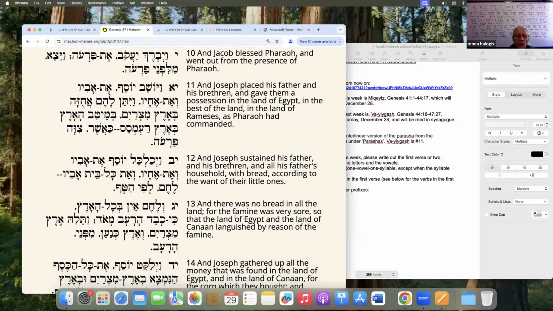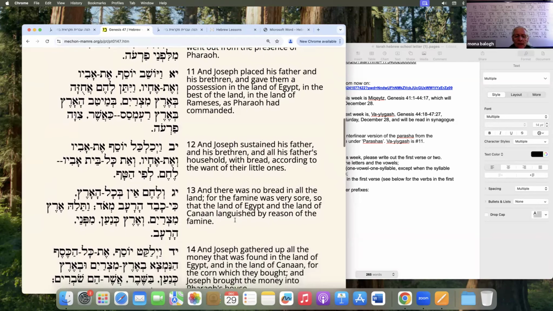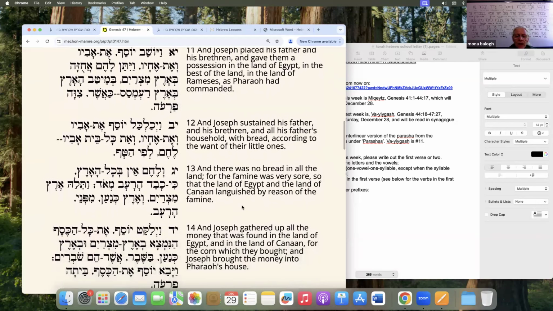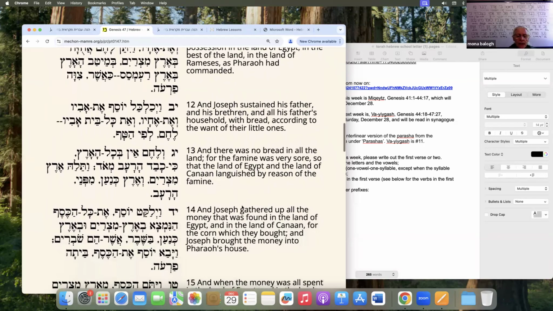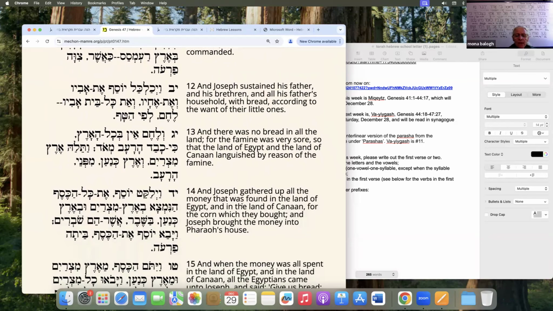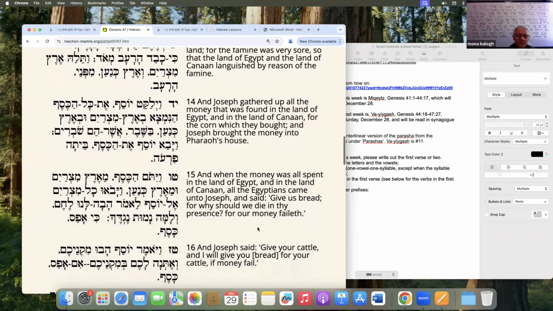And there was no bread in all the land, for the famine was very sore, so that the land of Egypt and the land of Canaan languished by reason of the famine. And Joseph gathered up all the money that was found in the land of Egypt and in the land of Canaan for the grain which they bought. And Joseph brought the money into Pharaoh's house.